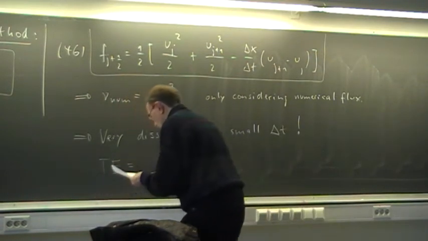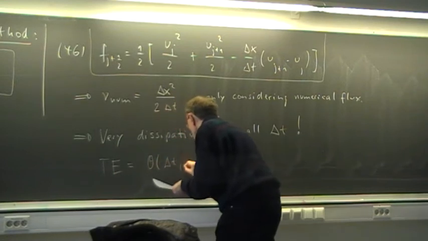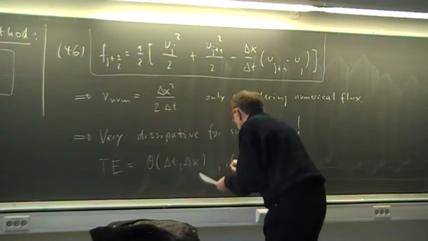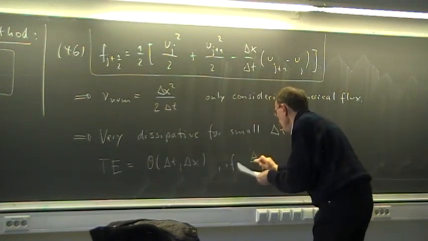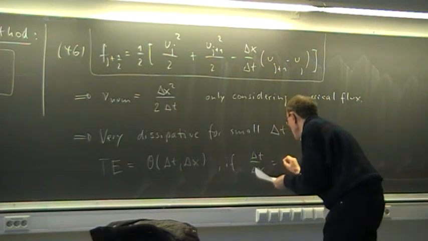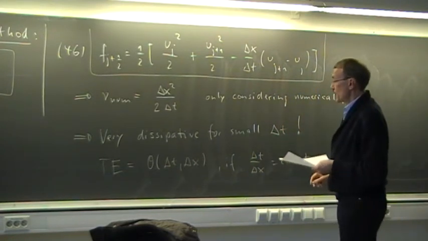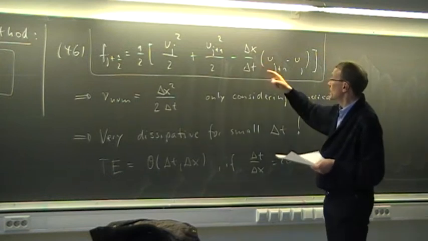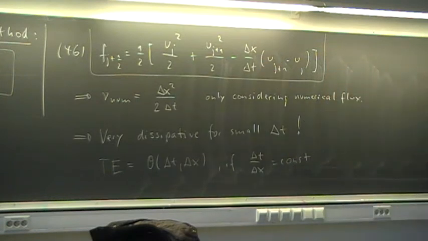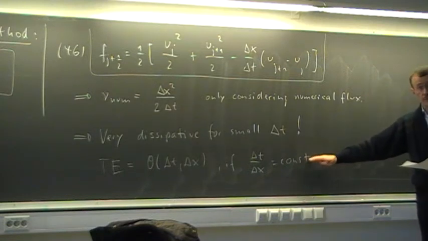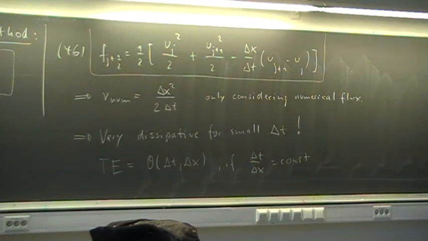The truncation error of the method is order delta t and delta x under the condition that delta t over delta x is constant. Because this term here, delta x over delta t, will enter in the truncation error. We can only neutralize that when we choose this constant. Then it's a first order method. If we don't do that, if we are careless about that, when delta t goes to 0 in another way, we can lose consistency.